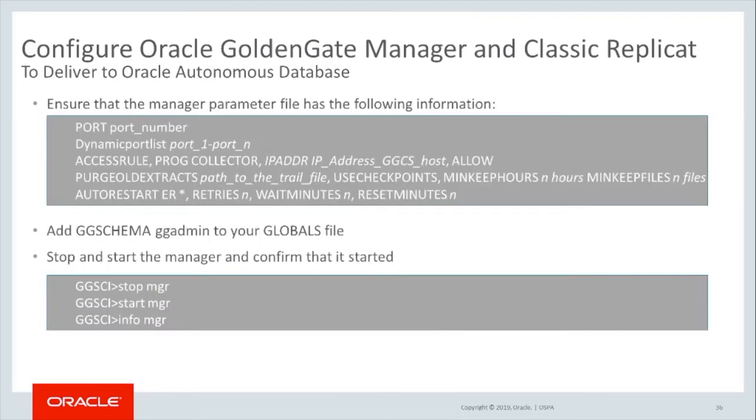Ensure that the manager parameter file has the following information: port number, access rules, purge old extracts, min keep files, auto restart. Add the GG schema ggadmin to your globals file, and then stop and restart the manager. You're now ready to configure your replicat files, and as you can see in the slide here, these are the steps to configure the replicat file.